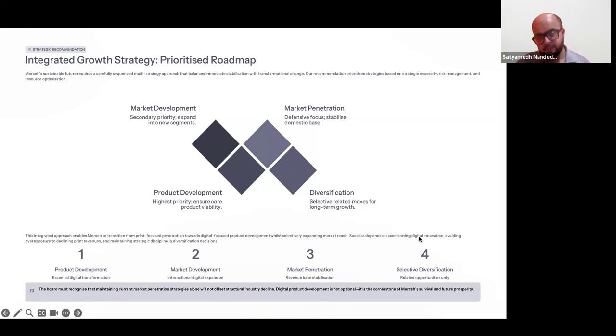Yes, Shubh. Sir, here in the market penetration, it is written that defensive focus. But sir, we are already in the market with the existing product, so we have to expand. We have to create more. So with the existing product, how will it be a defensive focus? It will be an attacking focus, right? Because with existing products we have to advertise more and increase sales, basically.